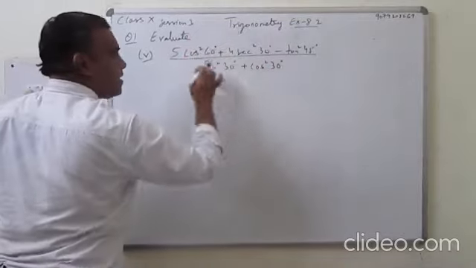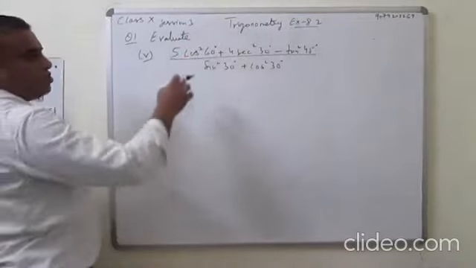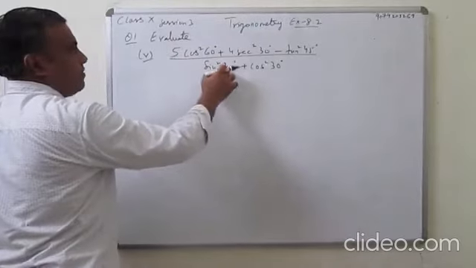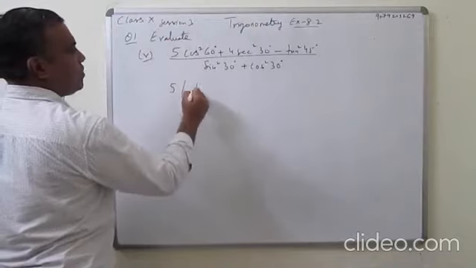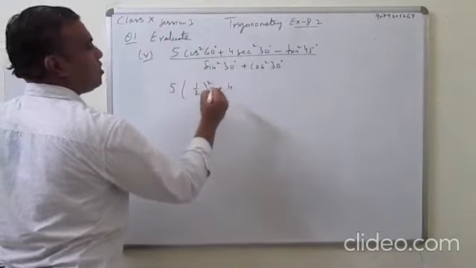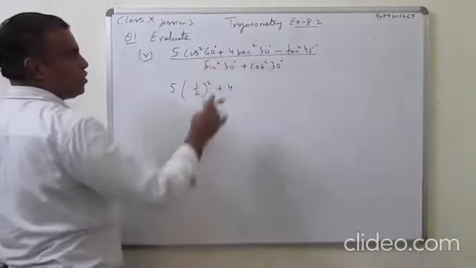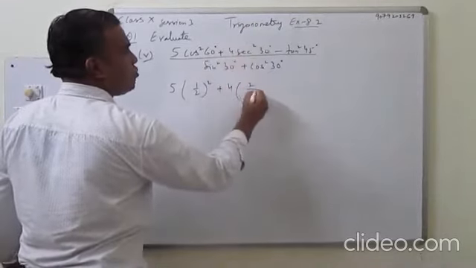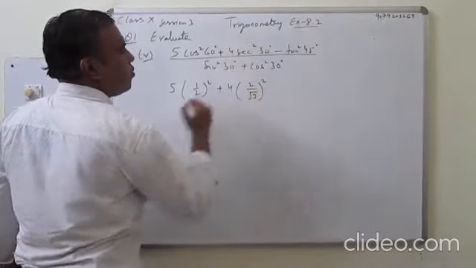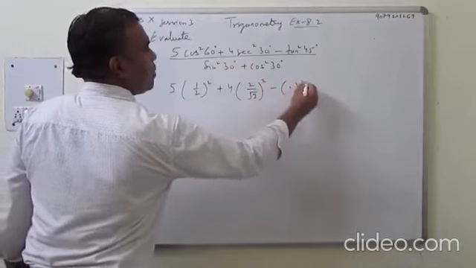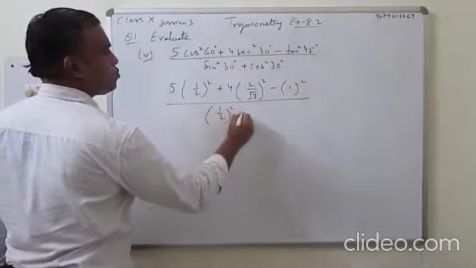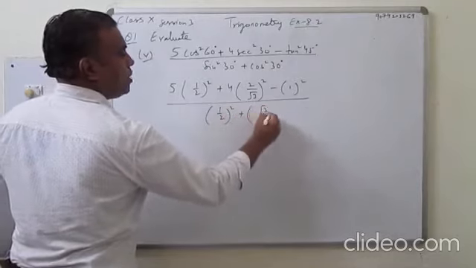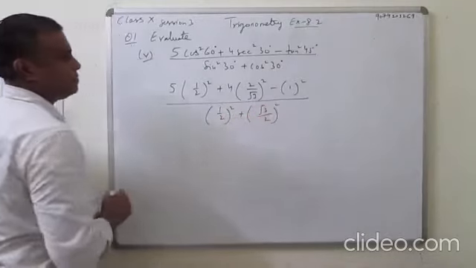It is an identity, it is 1. But we are solving with putting values. So put the values: 5 times cos 60 is 1 by 2 whole square, 4 sec 30. Cos 30 is root 3 by 2, reciprocal is 2 upon root 3, whole square, minus 1 square. Sin 30 is 1 by 2 whole square, root 3 upon 2 whole square.